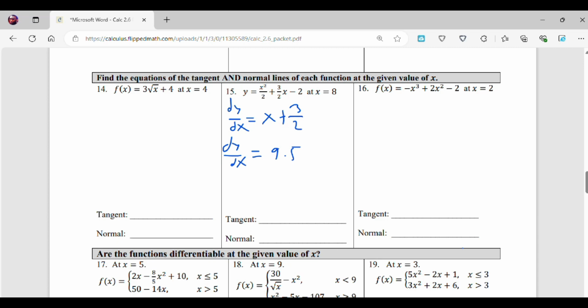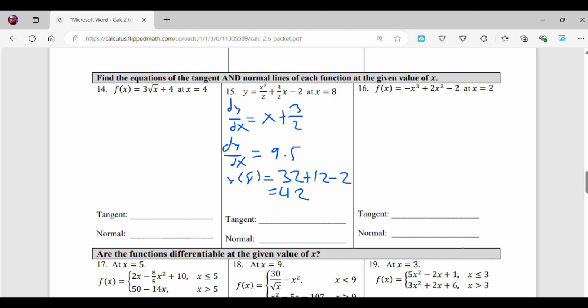All right, next we're going to find our y of 8. Y of 8. Okay, 8 squared is 64. Over 2 is 32. Okay, 3 over 2 times 8. 3 times 8 is 24. Over 2 is 12. So plus 12. And then the minus 2, right? Okay, 32 minus 2 is 30. Plus 12 is 42. So our y of 8 is 42.